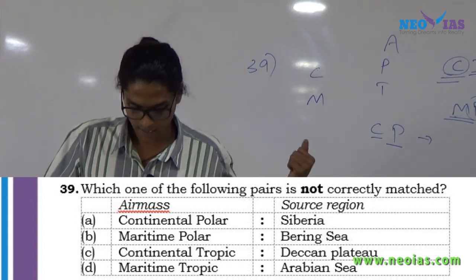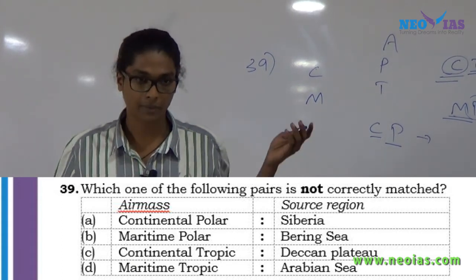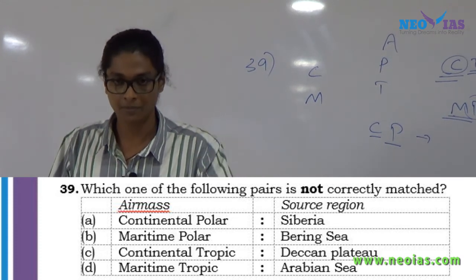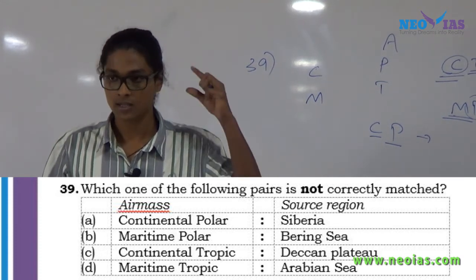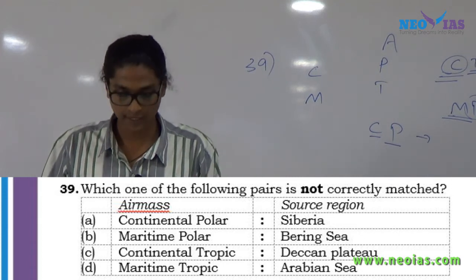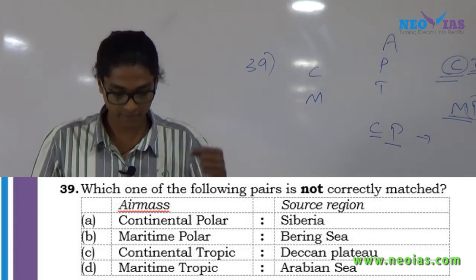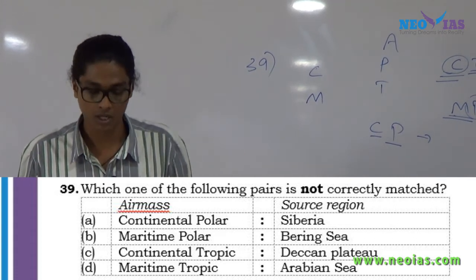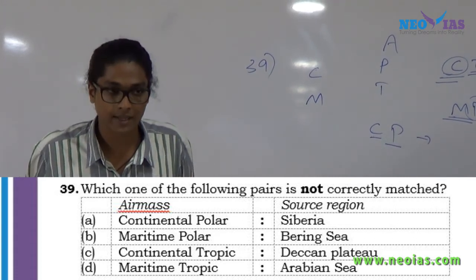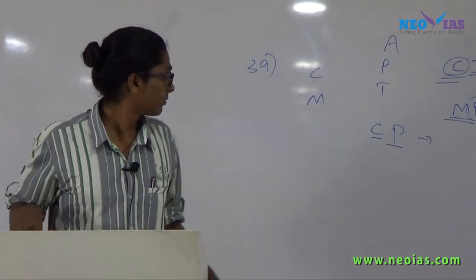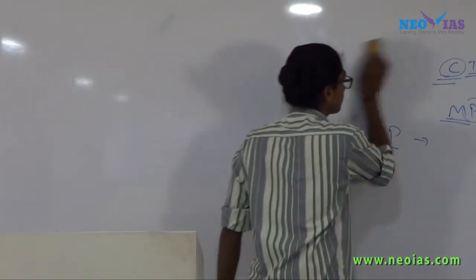Again, go through the fourth one, maritime tropic. Maritime tropic means there will be atmospheric moisture and the temperature will be high. It implies the tropical oceans, right? And the option given against it is the Arabian Sea. The Arabian Sea will act as a source region for the maritime tropic air mass. So the answer will come out as C. Any doubts? Okay. Now go through the 40th question.